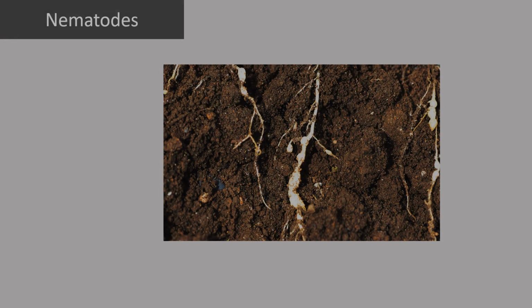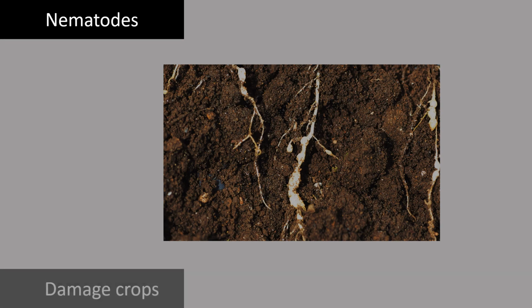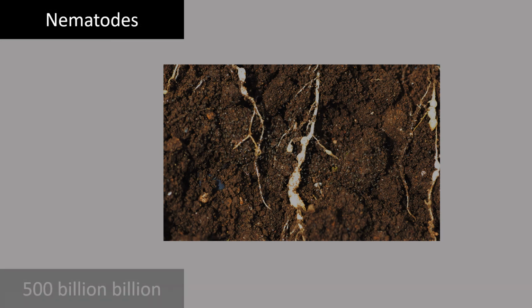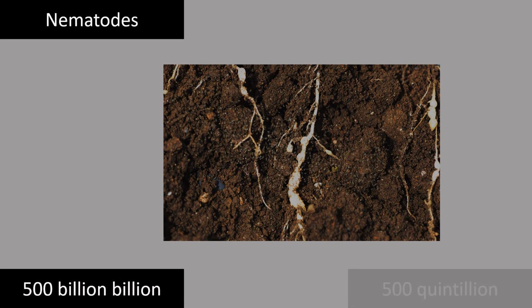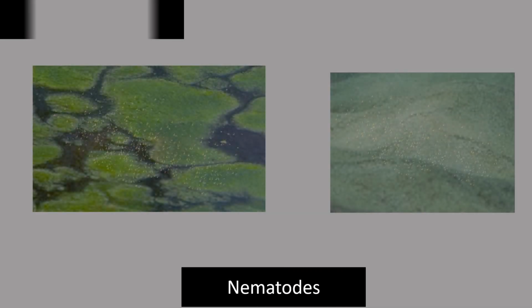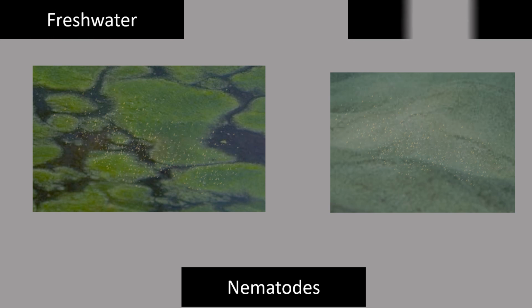Nematodes are known for their damaging effect on crops. In Earth's soil, it is estimated that there are about 500 quintillion nematodes. Other than soil, they can also be found in freshwater and marine environments.